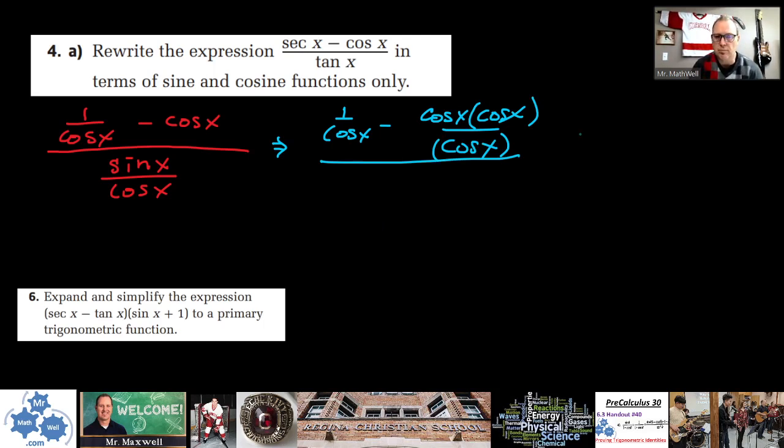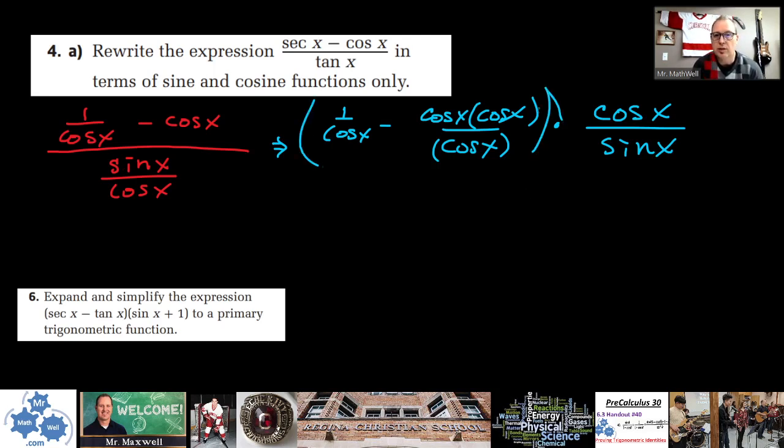Now, instead of dividing by the fraction, let's do this all in one shot. I'm going to do this, cos x over sine x. I'm going to multiply by the reciprocal of that fraction in the denominator. See that? So I'm going to do this part first here in the brackets. What do I have? I have 1 minus cos squared x on top, over my common denominator of cos x.